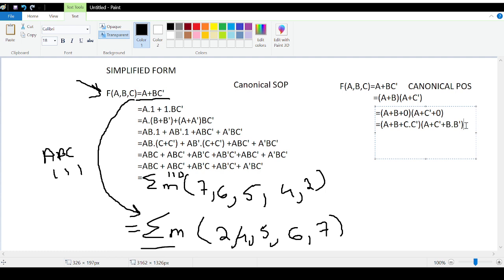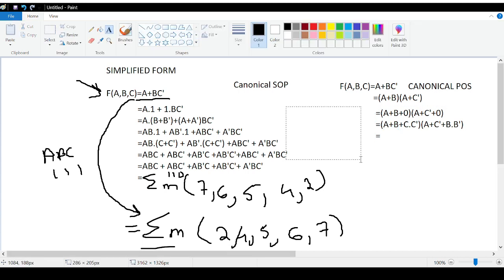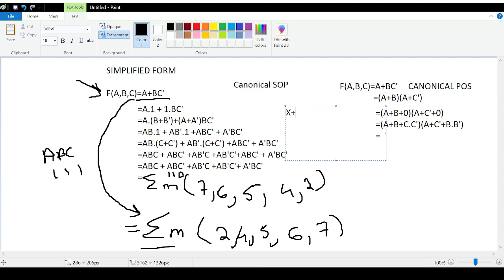Okay. Next, what do we do? Again, we will use distributive law. We will distribute a plus b over c into c bar. So this might look a little bit confusing, so let me remind you how distributive law works. If you have x plus yz, let me use x, then it will be x plus y and x plus z.